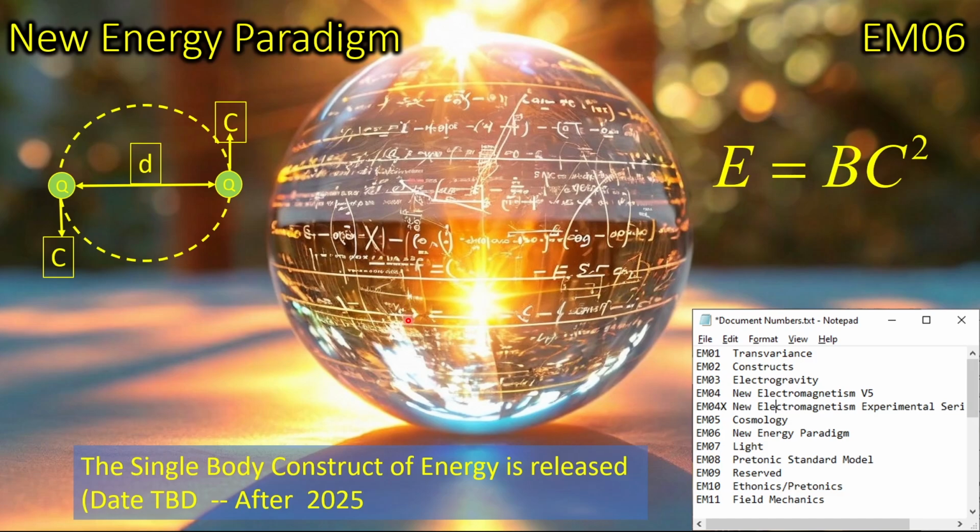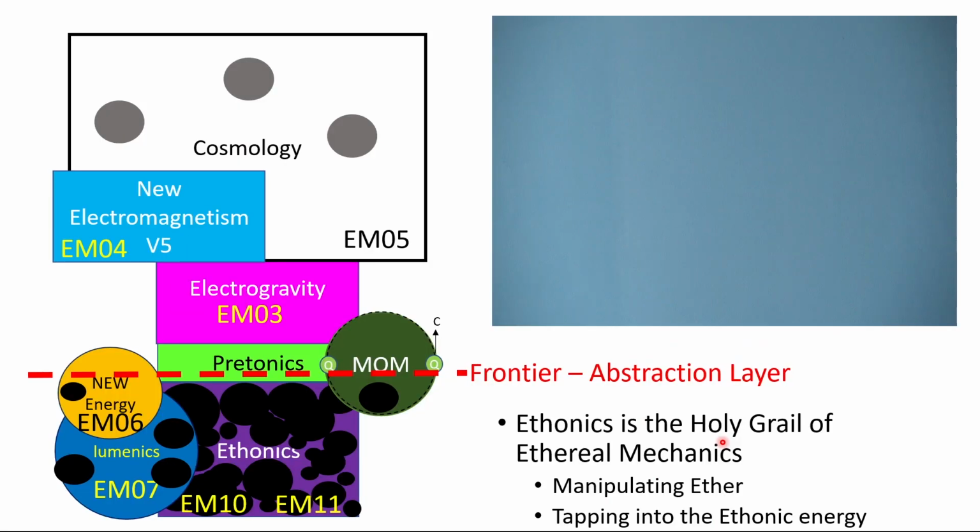This is going to be a whole separate paper because there's a lot of work done here. I've showed some of the elements of this paper in this video. And this is paper number 6. And this is kind of hard to read, but this is our rabbit hole where we have cosmology at the top. New magnetism, they all are both derived from electrogravity, and electrogravity is derived from pretonics. Pretonics is derived from ethonics.